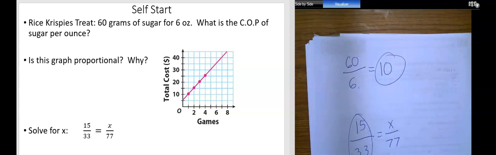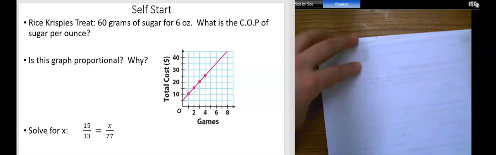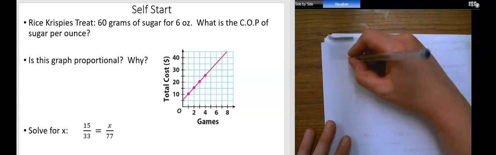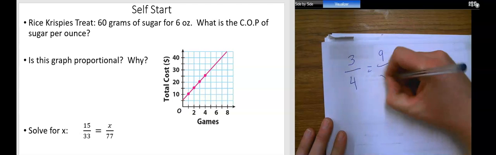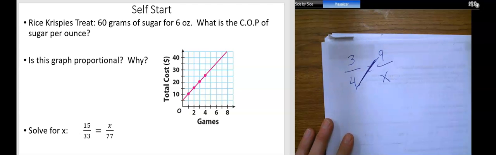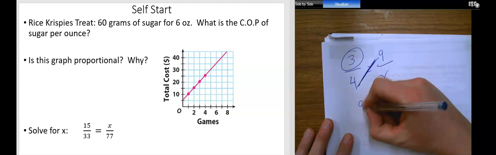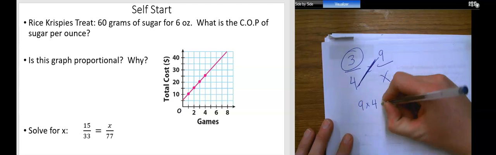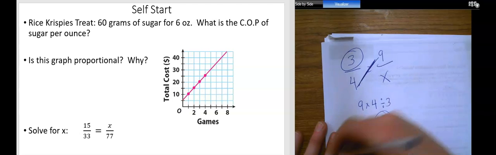A secondary approach that we went through is called a cross product, but it's a fast, easy way to do a cross product. If you have a fraction like this, you find the two that are diagonal from each other. The two that are diagonal from each other, you're going to times, the other one you're going to divide. So this would be 9 times 4 divided by 3. 9 times 4 is 36. 36 divided by 3 is 12.